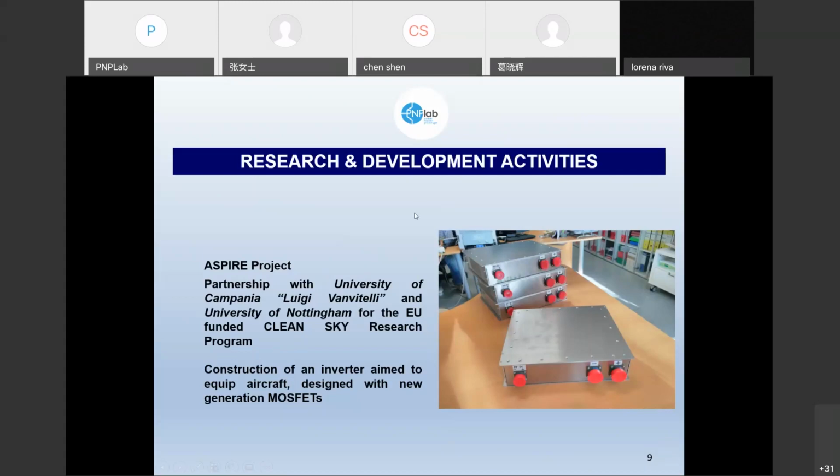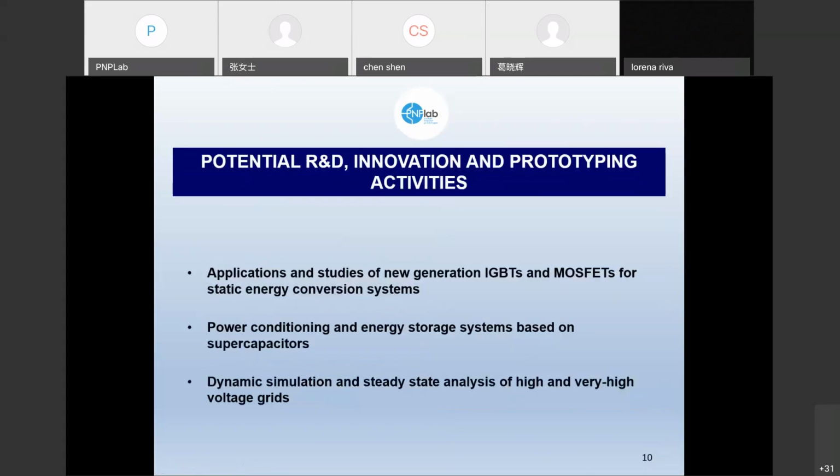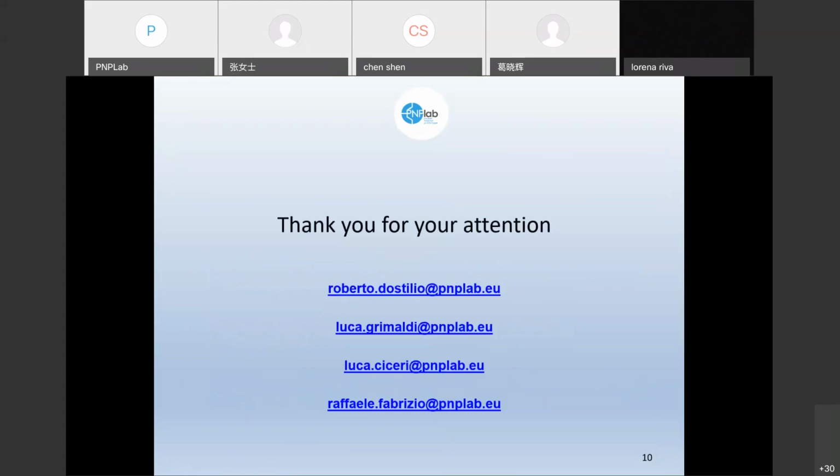for other components. In conclusion, potential research and development, innovation and prototyping activities of Power Naples Prototypes Laboratory are related mainly to applications and studies of new generation IGBTs and MOSFETs for static energy conversion systems, power conditioning and energy storage systems based on supercapacitors, and dynamic simulation and steady state analysis of high and very high voltage grids. Thank you for your attention, and you're welcome.